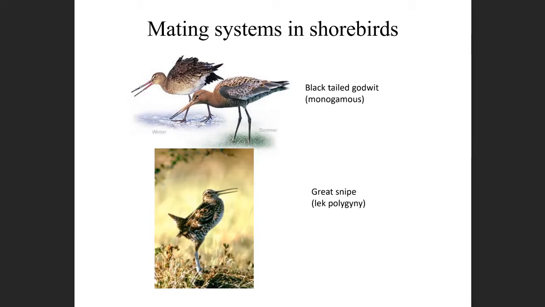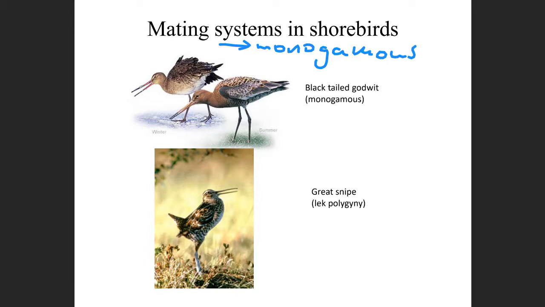And this was looked at in shorebirds, which are a great group to study because there's a lot of variation in mating systems in shorebirds. And when we say mating systems, mating system is basically how pair bonding takes place. And so mating systems can be monogamous, single male and female, paired somewhat exclusively, working together to rear offspring.